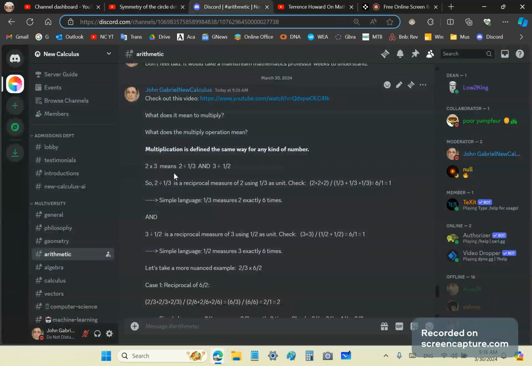So, what does 2 times 3 mean? Okay, it means, because multiplication is defined in terms of division, which is defined in terms of sum and difference in that order, this means the quotient of 2 and 1/3, or 3 and 1/2. So 2 divided by 1/3 is a reciprocal measure of 2 using 1/3 as a unit. So if you take the proposition from Euclid's Elements, Proposition 12 of Book 5, you need that, by the way, to understand what I'm doing here, then you'll see that 1/3 measures 2 exactly 6 times. And you'll see that if we say 3 divided by 1/2, a half measures 3 exactly 6 times as well.